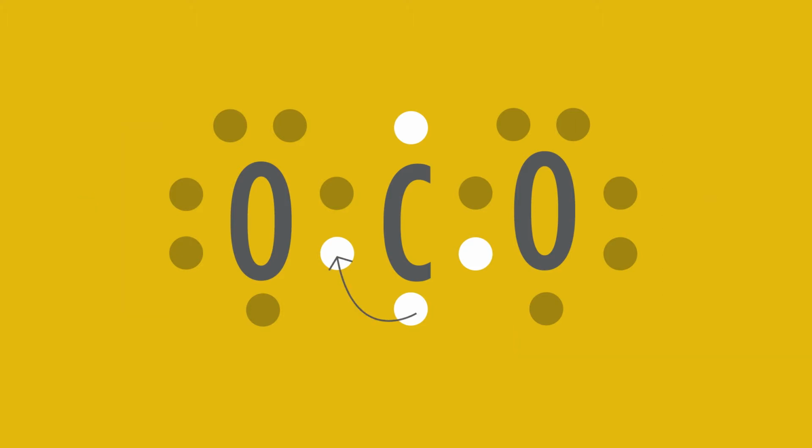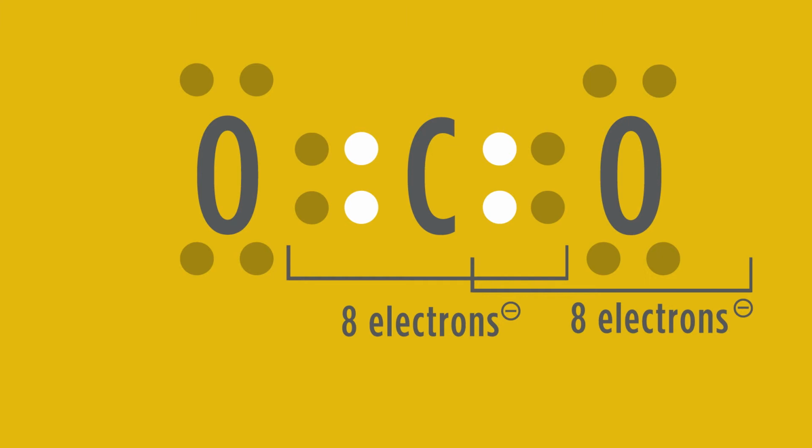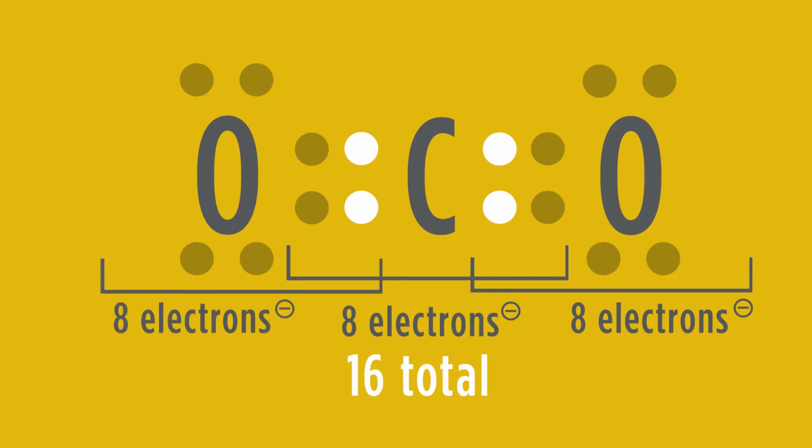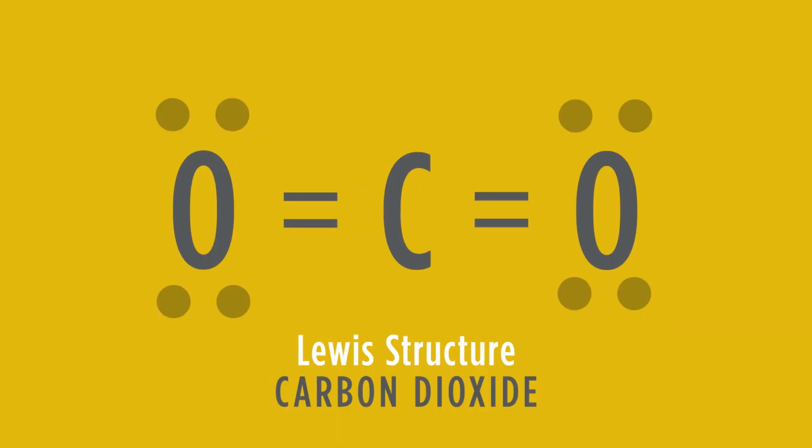We're going to move an electron from the carbon and 1 electron from the oxygen between the first carbon and oxygen, and do the same with the second oxygen and the carbon. Now notice we have 2 bonded pairs between the carbon and the oxygen. This would be a double bond. So the Lewis structure for carbon dioxide has double bonds between the carbon and the 2 oxygens. When we double check our octet, notice that this Lewis structure has 8 electrons around the carbon and both the oxygens. This is the correct Lewis structure for carbon dioxide.